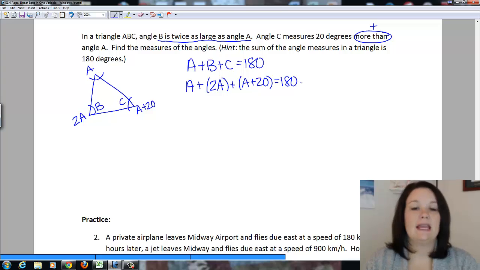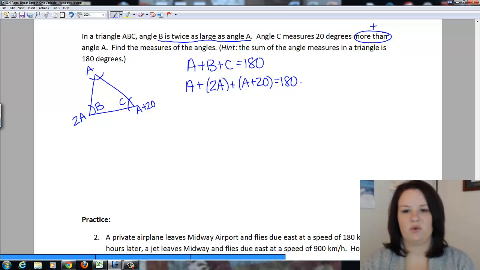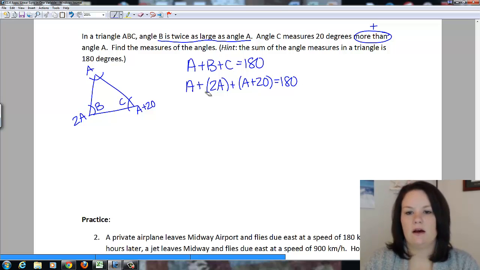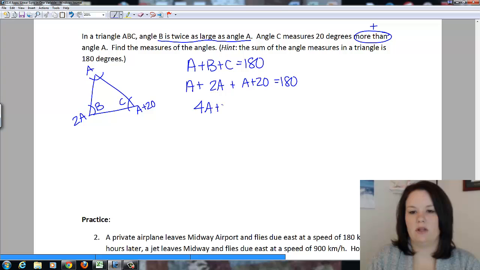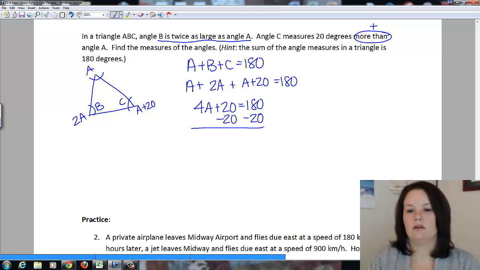There's nothing happening outside of these parentheses, so I can go ahead and drop those. When I drop those parentheses, I combine like terms. I'm looking at my A's. I have 1A plus 2A, which is 3, and then another A, so I have 4A plus 20 equals 180. Then I'm going to subtract 20, which leaves me with 4A is equal to 160, and then I divide off the 4, which means that A is equal to 40.